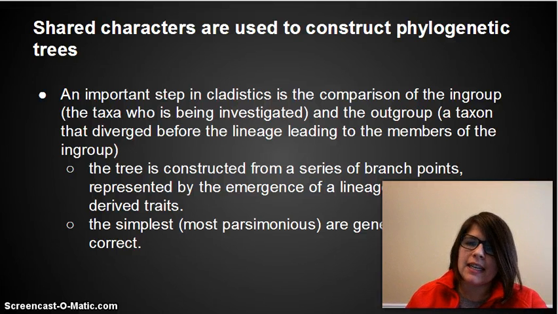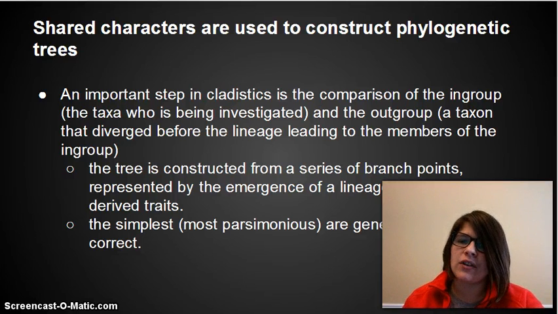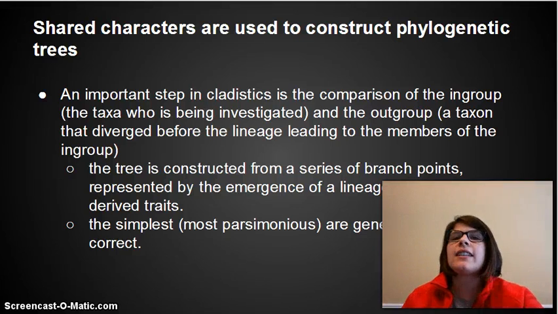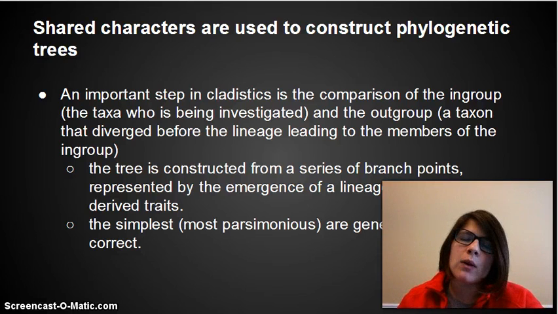So an important step in cladistics is the comparison of the in-group and the out-group. The in-group being the taxa that is being investigated, and the out-group being the one that diverged from before the lineage leading to the members of the in-group. So generally we look at traits when we look at this with cladistics, and the out-group is going to be the one who has maybe only 1 or 2 of the traits or none of the traits. So the tree is constructed from a series of branch points, which are represented by the emergence of a lineage with a new set of derived traits.